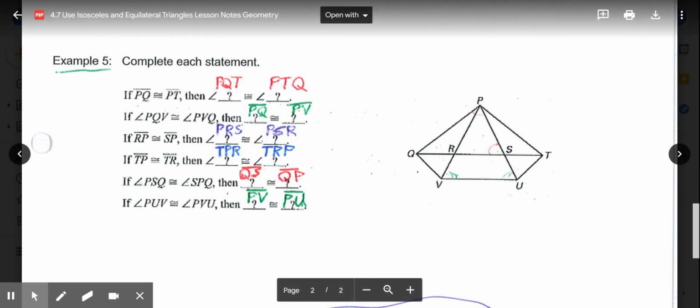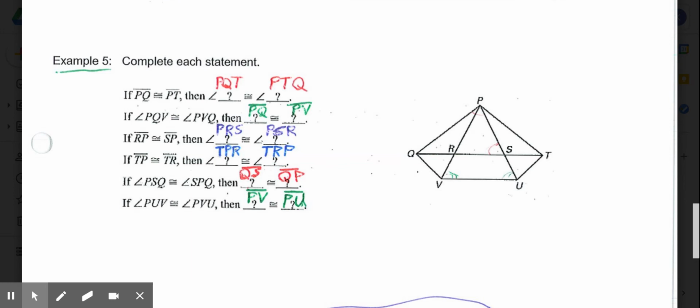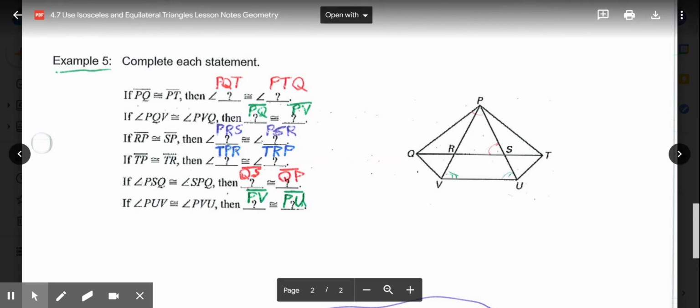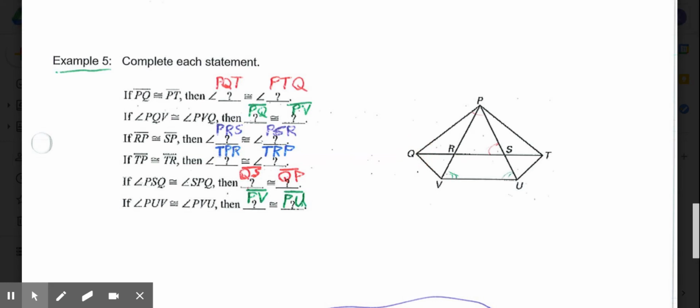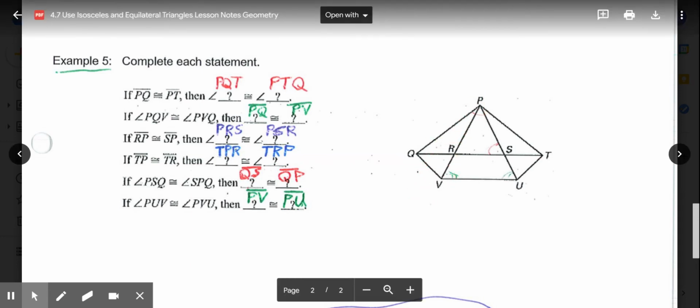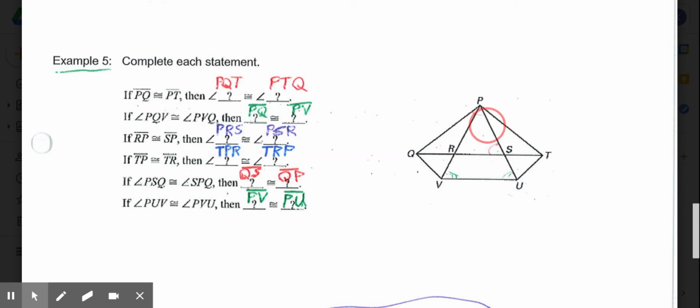If we start with angle PQV being congruent to PVQ, so PVQ, this angle here, and then PQV, this angle here, what two sides are the opposites? Side PQ and side PV, because we're looking at this triangle on the left. If RP is congruent to SP, so RP here, SP here, we're dealing with this little triangle in the middle, then I know their opposite angles are congruent. So angle PRS is congruent to angle PSR.